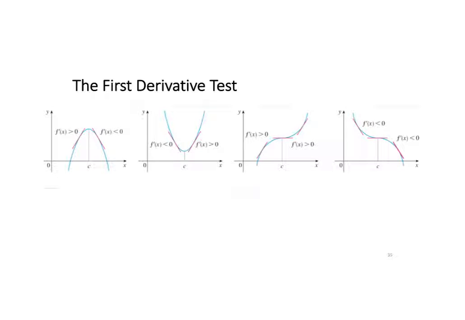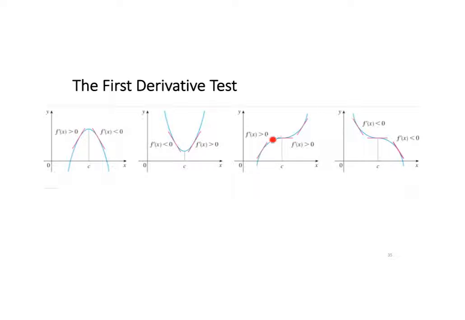Here's some images that reflect some of the things we've been talking about. First derivative, positive, and then negative. Here's a local max. First derivative negative, and then positive, local min.